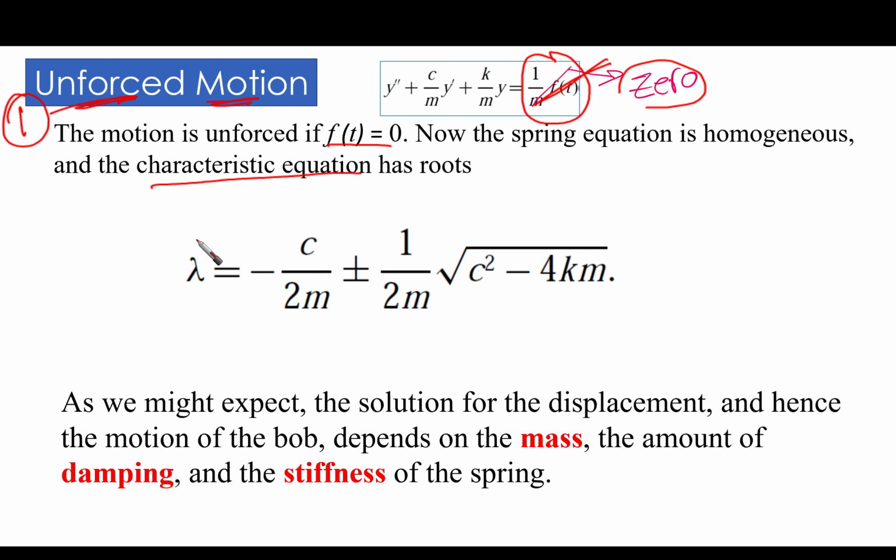So now our lambda is going to be something similar to this. c, which is the damping coefficient, over 2m, the mass of the object, plus or minus, because we have two roots, 1 over 2m times the square root of c squared minus 4km. Okay, so this is the characteristic equation, and these are the roots of the characteristic equation.